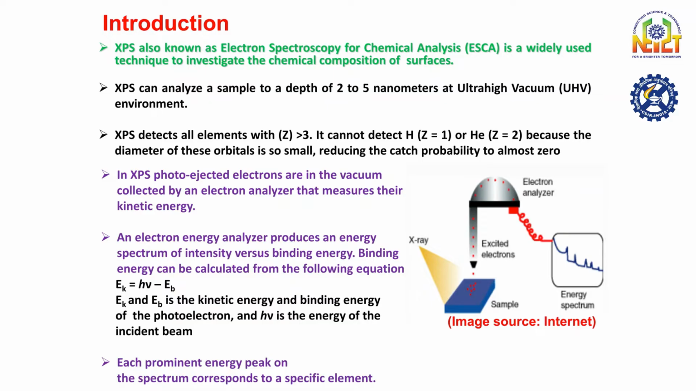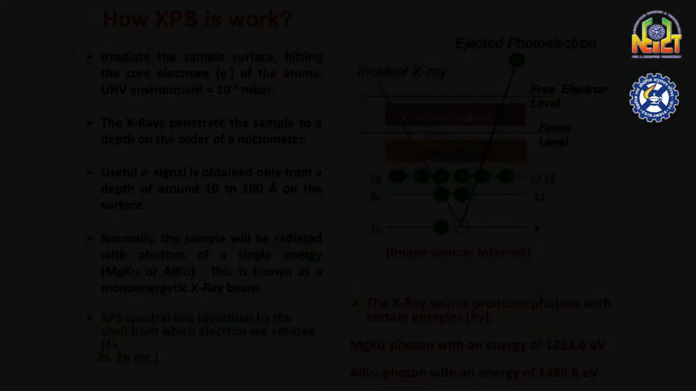X-ray photoelectron spectroscopy (XPS), also known as electron spectroscopy for chemical analysis, is a widely used technique to investigate the chemical composition of surfaces. XPS can analyze a sample to a depth of 2 to 5 nanometers in an ultra-high vacuum environment. Kai Siegbahn, who won the Nobel Prize in Physics in 1981 for his research, developed XPS in the 1960s. XPS can detect all of the elements except hydrogen and helium.